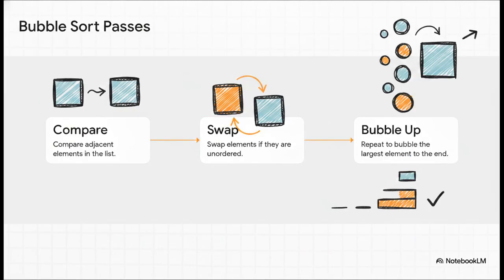In every single iteration through the list, which by the way we call a pass, the largest remaining element is identified and essentially allowed to bubble all the way up to its correct position at the far right. And because that largest element is now locked into its final sorted place, the algorithm just ignores it in the next pass. So the unsorted portion of your list is getting smaller and smaller every single time.